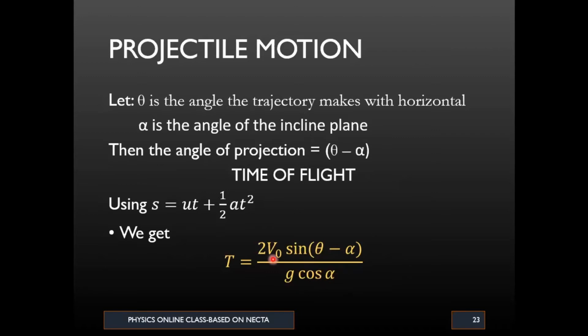Now let us check how to get this equation. Therefore, the time of flight on the inclined plane is obtained from the equation s is equal to ut plus a half at square.